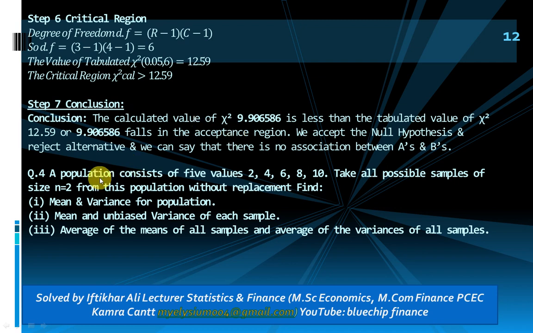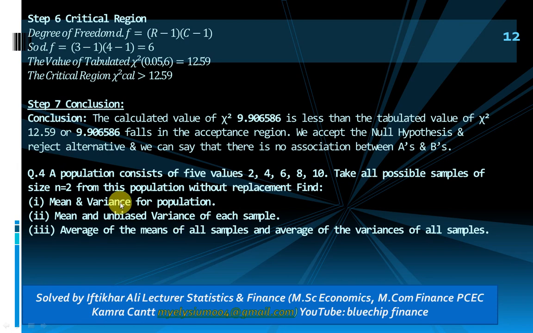Question number 4. Population consists of the 5 values 2, 4, 6, 8, 10. Take all possible samples of size n equals 2 from this population without replacement. Find the mean and variance for the population, the mean and unbiased variance for each sample, and number 3, the average of the means of all samples and the average of the variances of all samples. So it is a little bit different question with respect to the previous questions asked in previous papers.